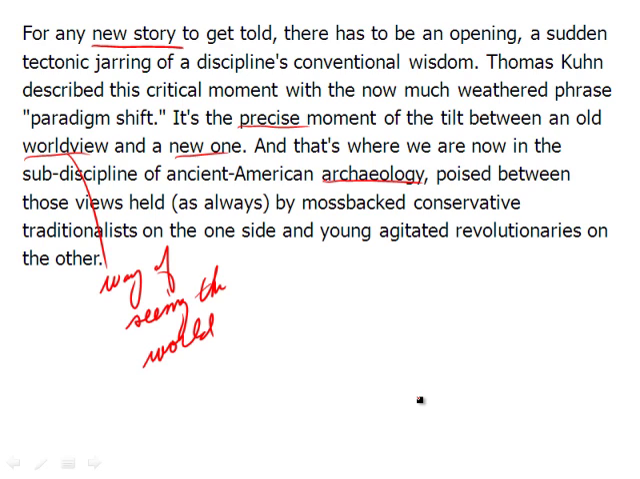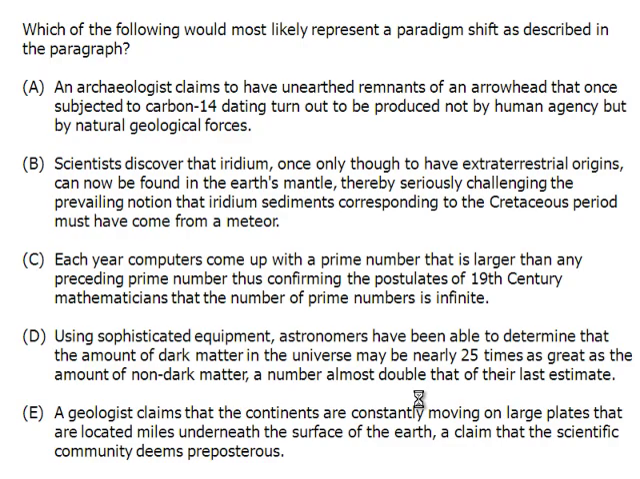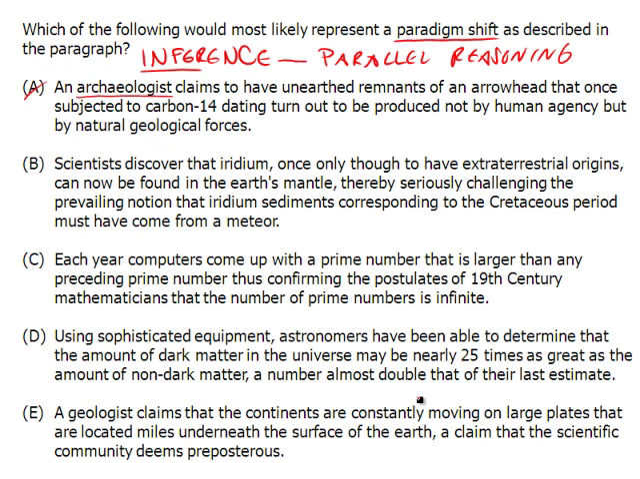And in answer choice B, the new story is about this iridium. What does this iridium mean? Well, before, scientists thought it only came from meteorites, but now we see that iridium can come from something else. It can come from where? The Earth's mantle. So that's going to challenge this prevailing notion. So now there's going to be a new story. The iridium from the Cretaceous period may have also come from the Earth's mantle, therefore it wasn't necessarily a meteorite that struck. And that's the answer.